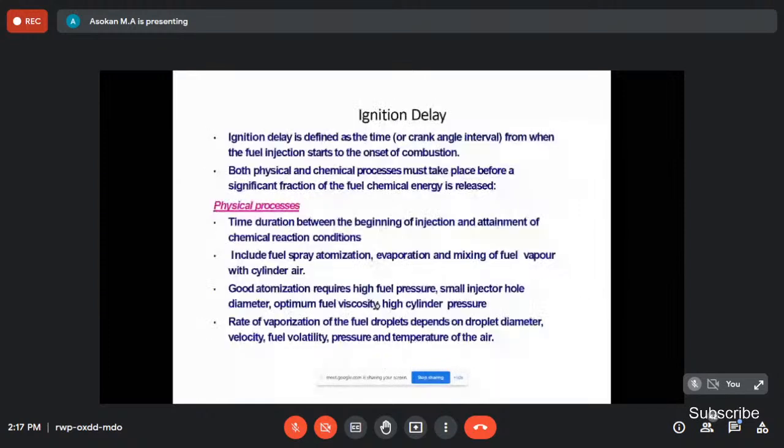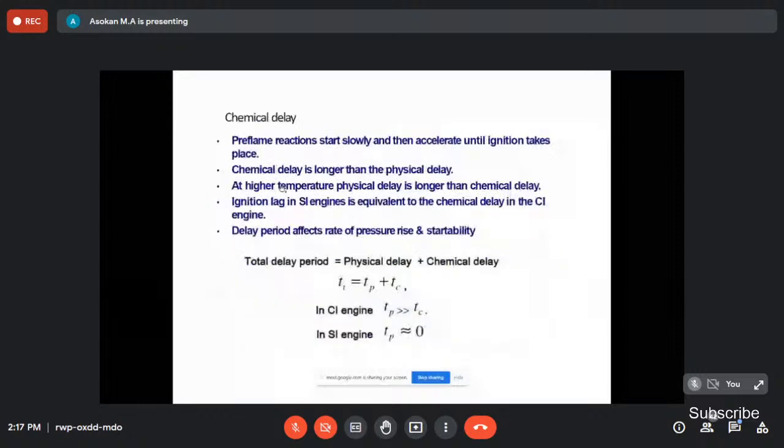Right. And the chemical delay. Once the physical delay is over, then the flame slowly starts moving. That is the chemical delay, right? So the total delay period in the case of the CI engine is physical delay plus chemical delay. The physical delay is very high compared to the chemical delay. Once the physical delay is over, then immediately it will burn. So it takes more time. The SI, as I already told you, has a physical delay of almost 0.